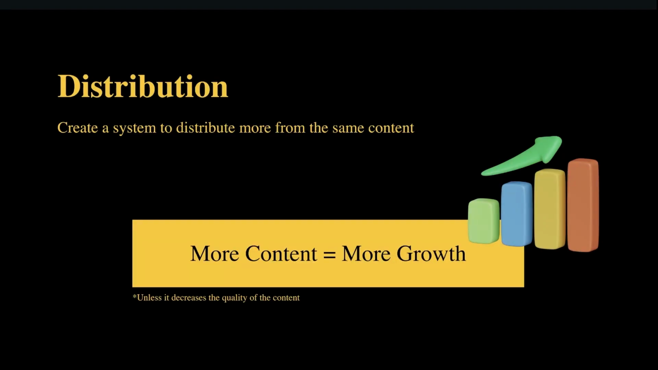So distribution. This is going to be one of the more important parts of your content, actually getting eyes on your content. You want to be able to distribute more content from the same content. So what does that mean? That means you want to be able to put out more content from the same thing that you've already recorded. And again, that just comes down to repurposing. The more content you get, the more growth you will have. However, if it decreases the quality of your content, it's going to be a little bit less, because everybody needs quality. Don't post anything unless it's quality. So create more content up to that point where your quality starts to drop off, and then stop creating more content and focus on the quality. Then once you get that down, you're able to make more content and get more growth.